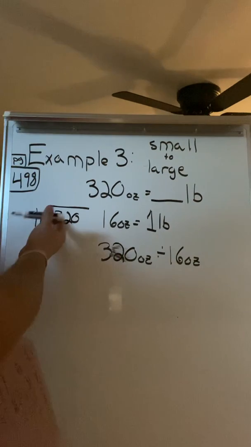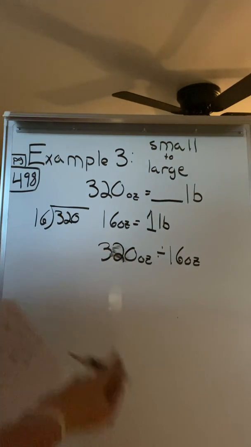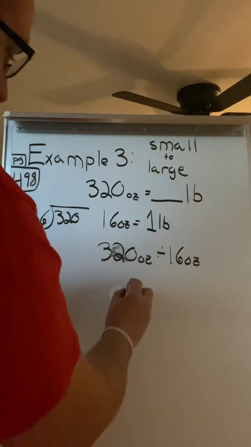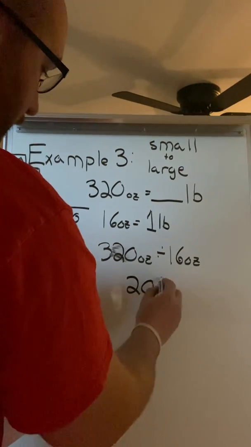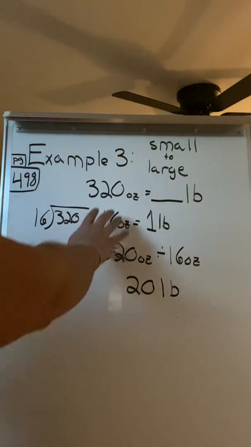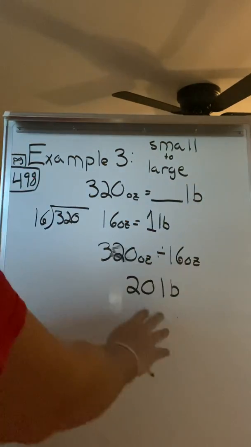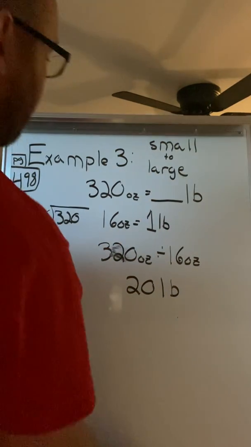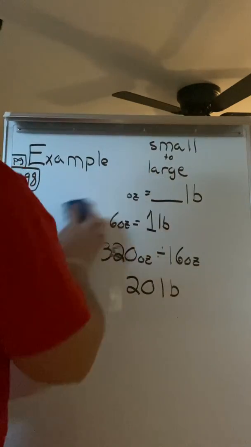All right, and once again, you can use repeated addition, multiplication to solve that problem any way you would like. And when you solve this, you should end up getting 20 pounds. So when we converted 320 ounces to pounds, it would end up equaling 20 pounds. And we're going to do one more quick example. So example number 4.